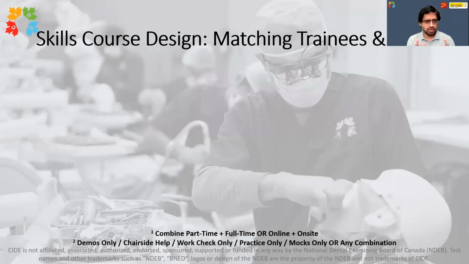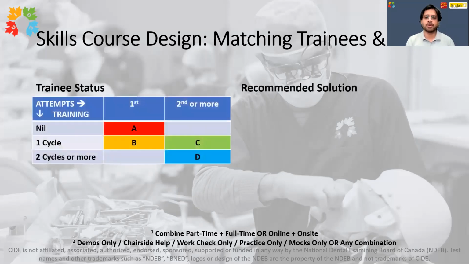Now, to elaborate the skills course design, we're looking to match the trainees and the formats that we have here. Trainees at this point in time, due to COVID, are in a variety of situations. We have trainees like what we call group A, who are going to be taking the skills exam for the first time but have not had any training yet, followed by group B, who is also going to be taking the exam for the first time, but they have had training. And this is followed by groups C and D, who have taken trainings and the exams multiple times.